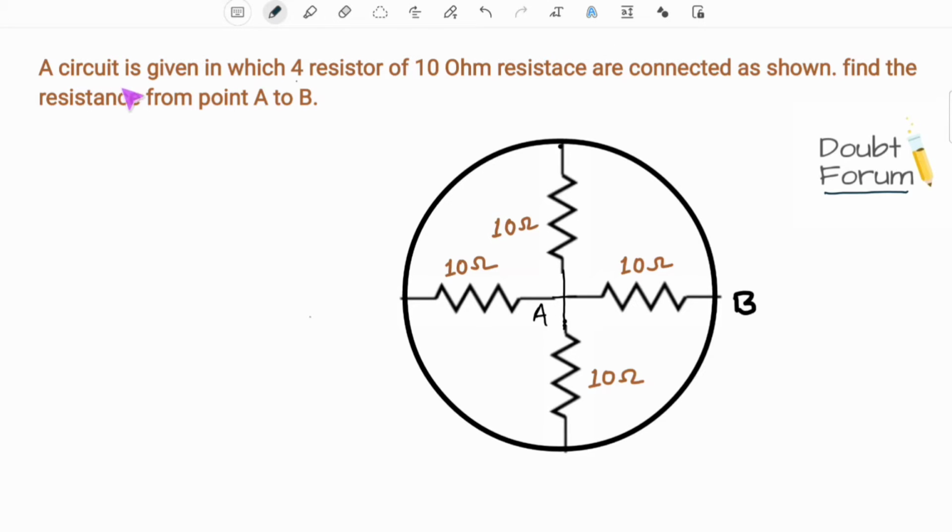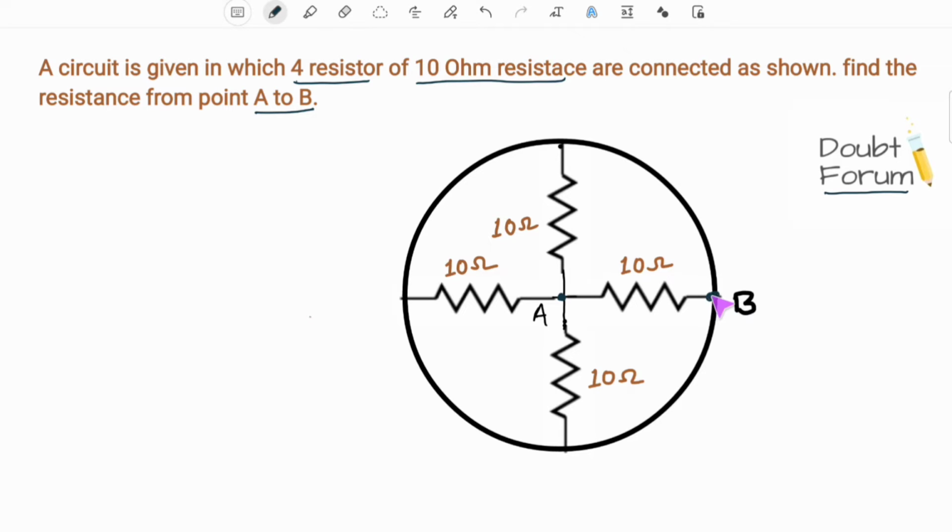In this question, we have to find out the equivalent resistance between 2 points. The question says a circuit is given in which 4 resistors of 10 ohm resistance each are connected as shown. So this is the figure. Now we are asked to find the value of resistance between point A and B. So this is the arrangement which is given. In this arrangement, the value of each resistance is 10 ohm.